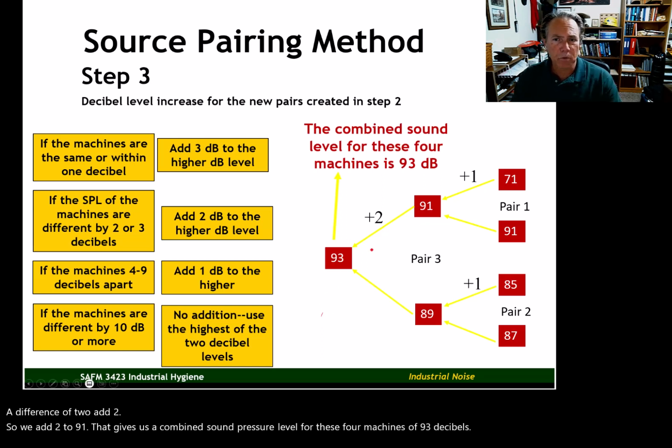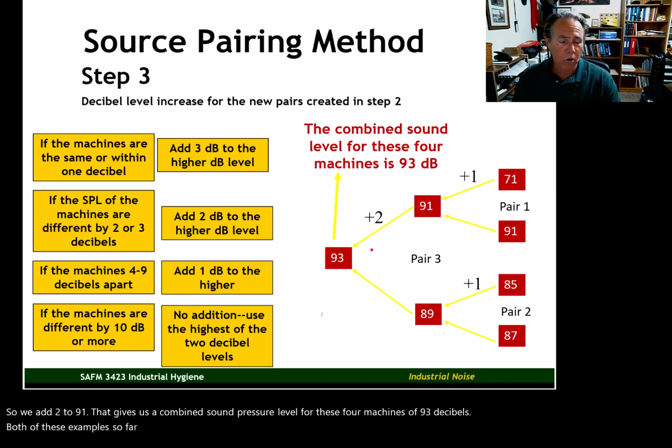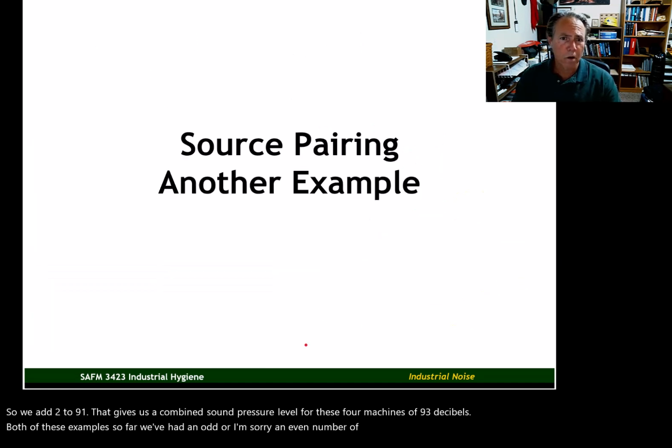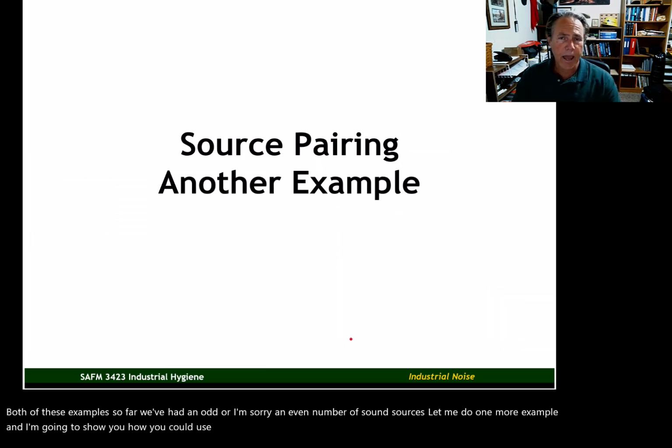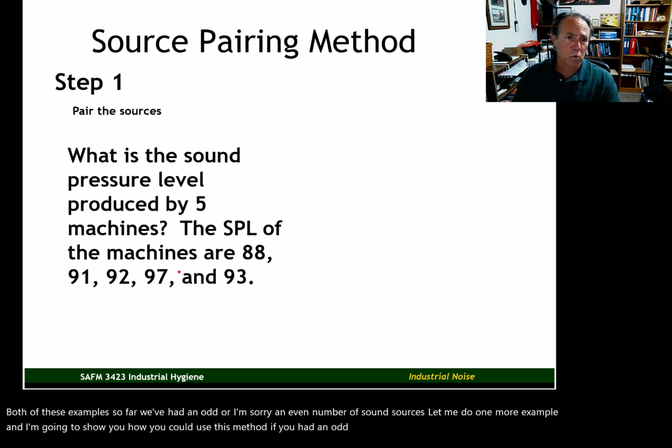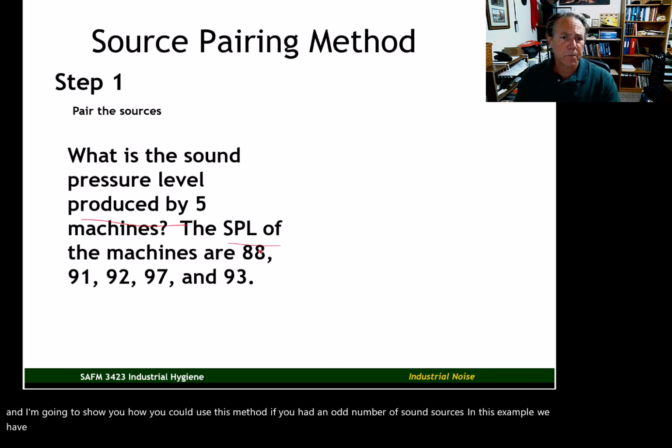Both of these examples so far, we've had an even number of sound sources. Let me do one more example, and I'm going to show you how you could use this method if you had an odd number of sound sources. In this example, we have 5 sources. The SPL of the machines are 88, 91, 92, 97, and 93.